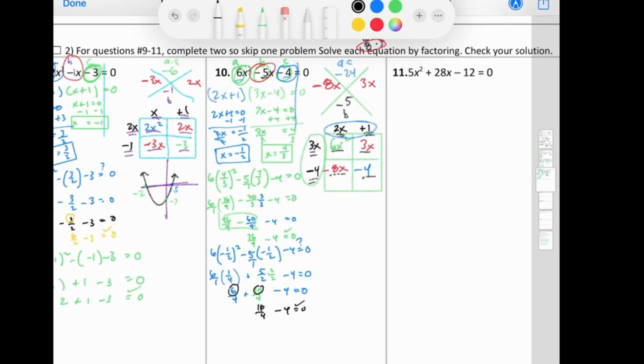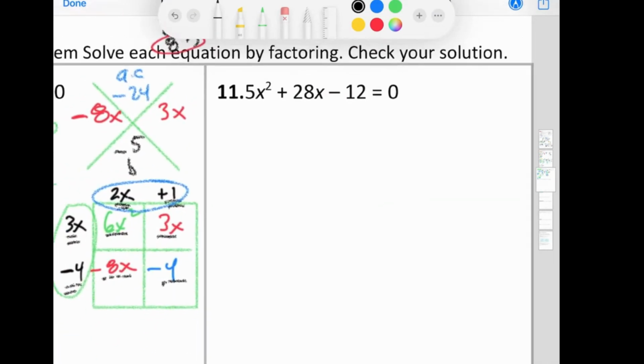Let's go to question number 11. Set equal to 0. 5, 28, and 12 do not have a greatest common factor. I'm going to go ahead and identify my A, B, and C. A is 5, B is 28, C is negative 12. There is never an X in the A, B, and C. Let's go ahead and use our Xbox method of factoring.